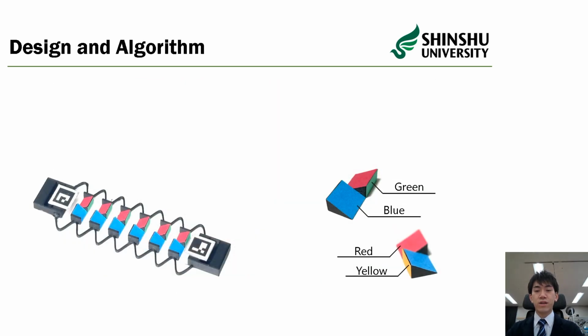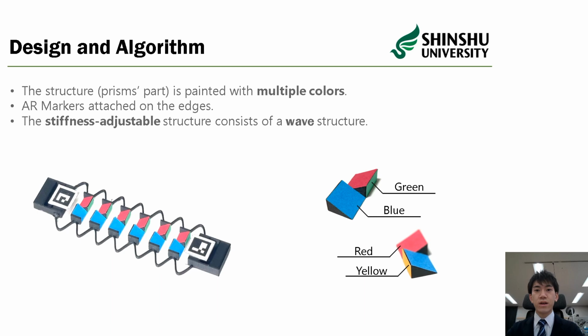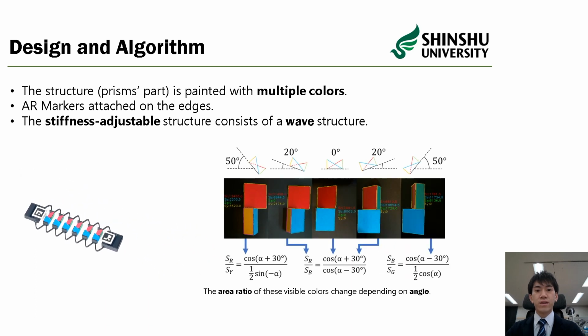Let me explain how it works. As you can see in the photo, the structure's prism part is painted with multiple colors, with AR markers attached on the edges. The stiffness adjustable structure consists of a wave structure. We design the prisms in a way that the area ratio of the visible colors changes depending on angle.